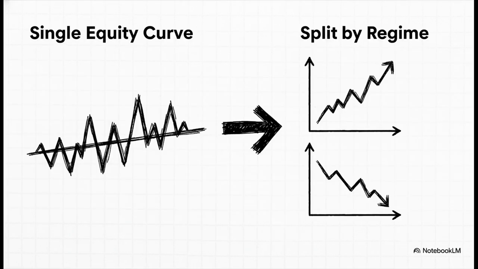Seriously, this second step is a total game changer. You have to stop looking at one single blended equity curve. It hides the truth, because when you split your results, you'll probably see your strategy performs like a rock star in one regime and is a total disaster in another. That's not a failure. That's incredibly valuable information. It proves your idea works, it just needs a gatekeeper.